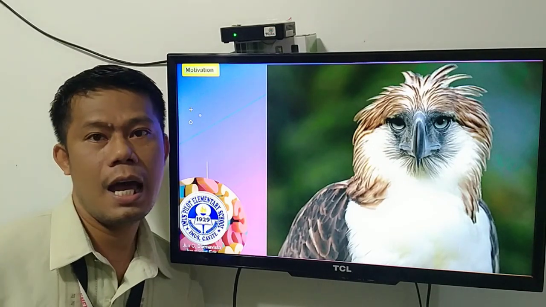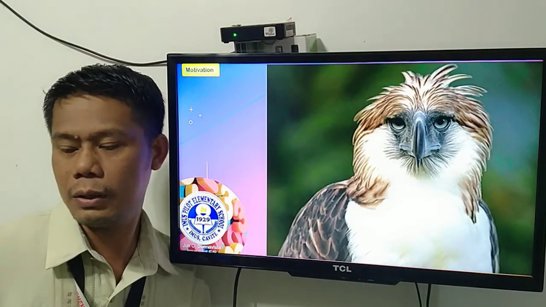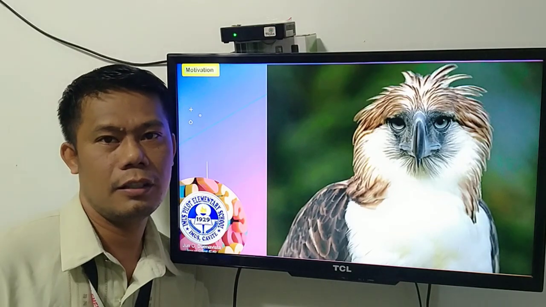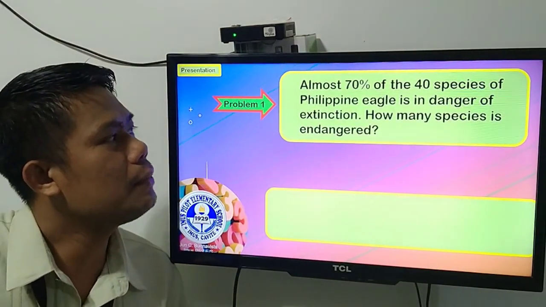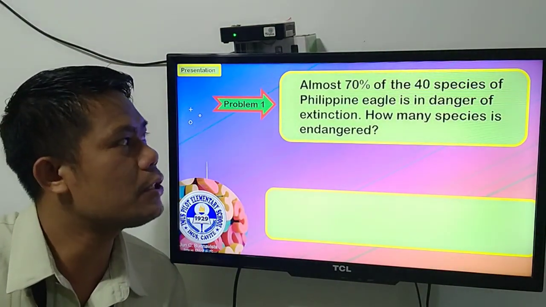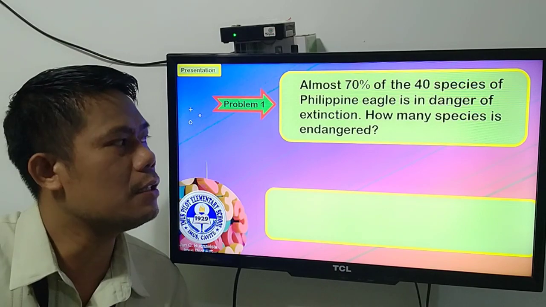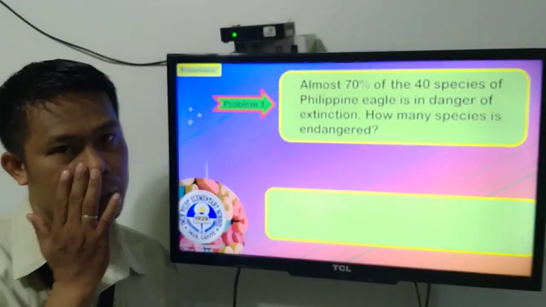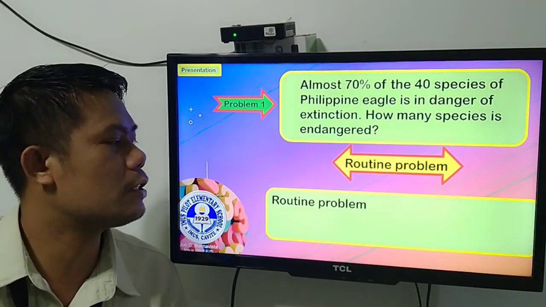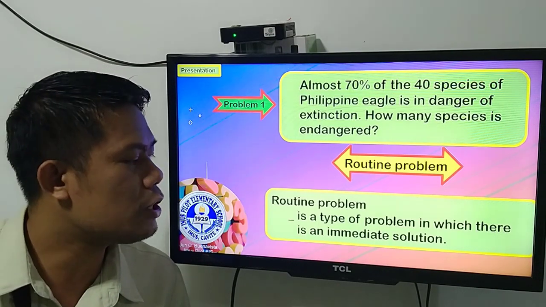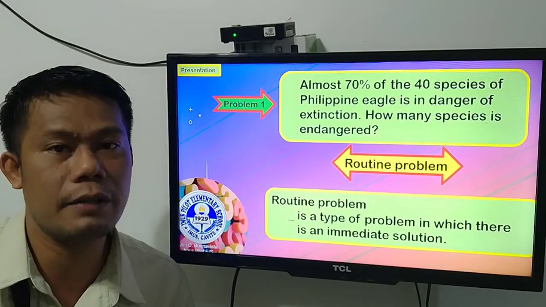Okay, so the Philippine eagle has importance, or mayroon siyang kinalaman in our problem. So let's have this: almost 75% of the 40 species of Philippine eagle is in danger of extinction. How many species are endangered? So this kind of problem, class, we call routine problem. Why routine problem? Okay, so a routine problem is a type of problem in which there is an immediate solution. In other words, we can solve right away.